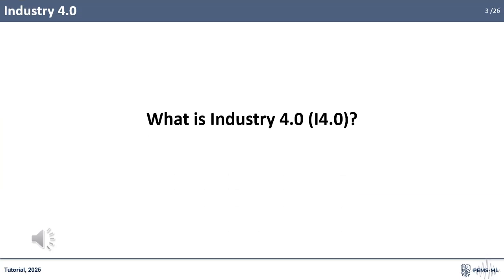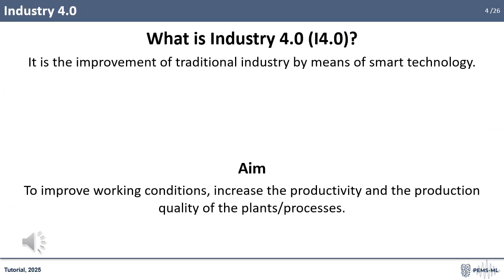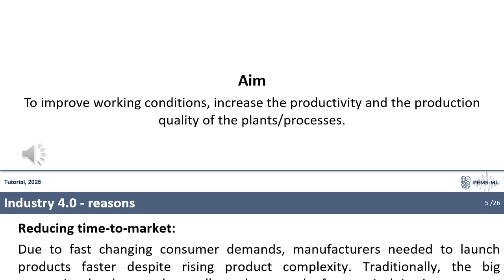But what is Industry 4.0? Industry 4.0 is the improvement of the traditional industry by means of the introduction of the so-called smart technologies. Smart technologies include IoT, AI, big data, robotics, cloud computing, digital twins, and augmented reality or virtual reality. The aim of this new approach is to improve the working conditions, the productivity, the production quality, and in general, the quality of plants and processes.